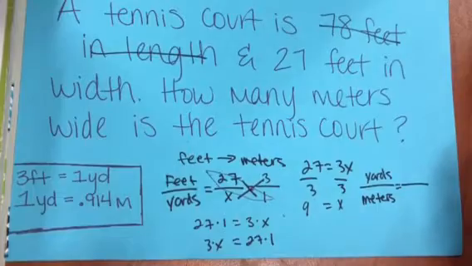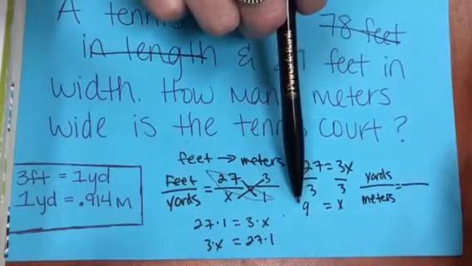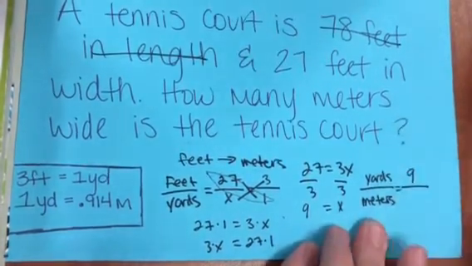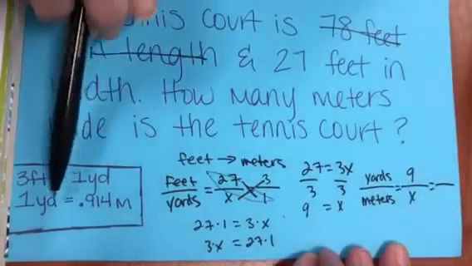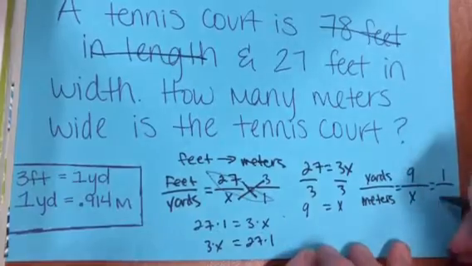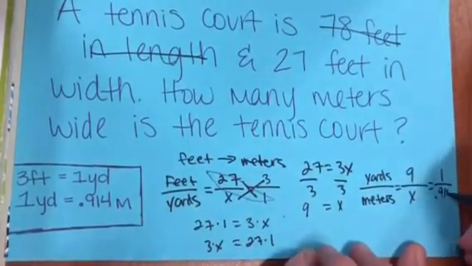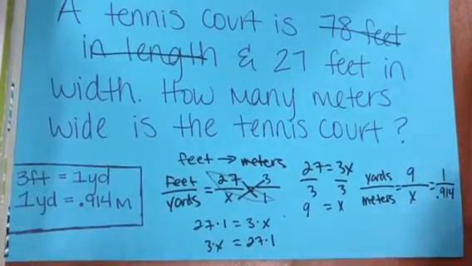So 9 yards for how many meters? We don't know. Equals, what's my conversion factor? 1 yard is 0.914. Hey, my kids have been telling me they love decimals. It's decimal time.